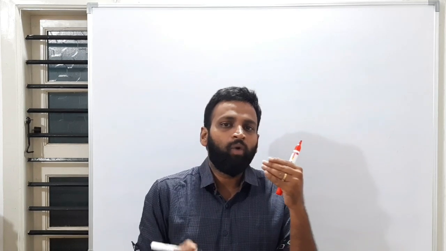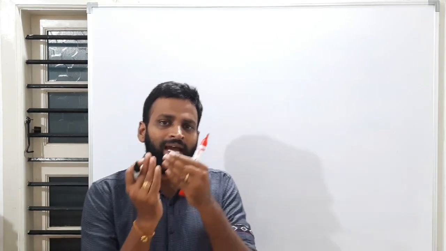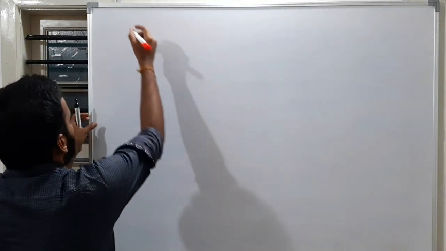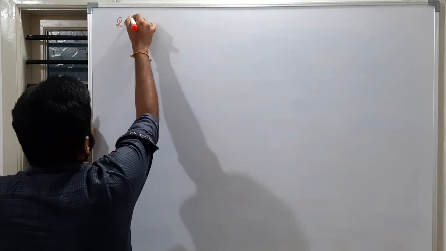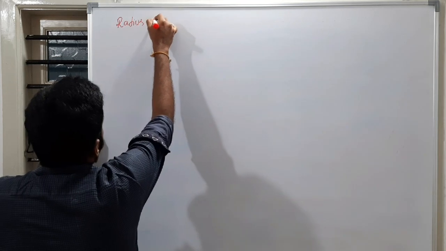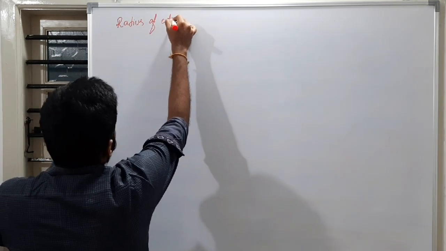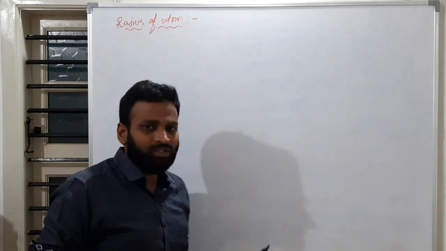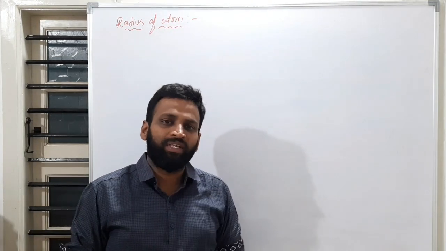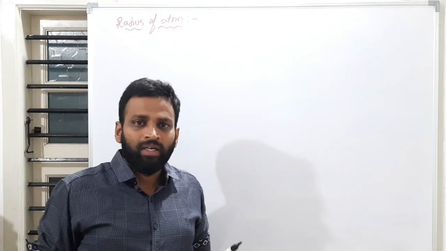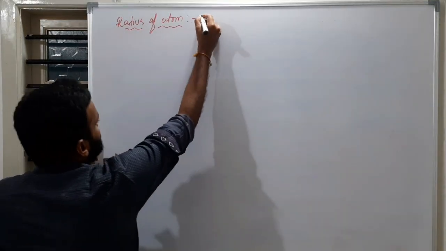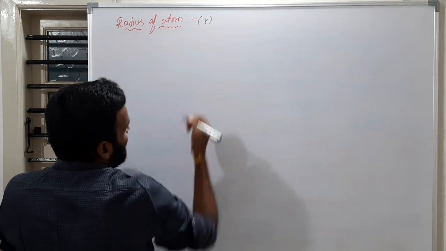And what is the relation between edge length as well as radius? We will see now. So now we will discuss the radius of an atom. After radius we will discuss packing efficiency of atoms. Okay, so let's see those one by one. First, the radius of atom we will consider, this is R.